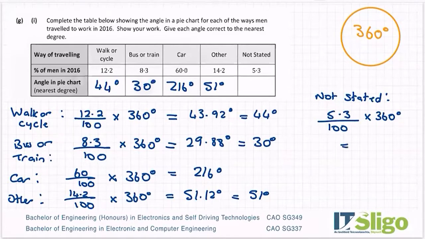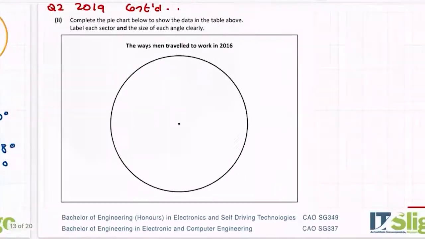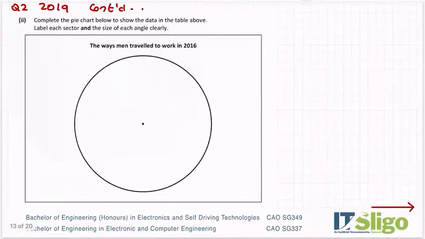And I am getting 19.08 degrees for that one, or to the nearest degree, 19 degrees. Okay, and they are the angles then. I'm not surprised to see the next bit is complete the pie chart.